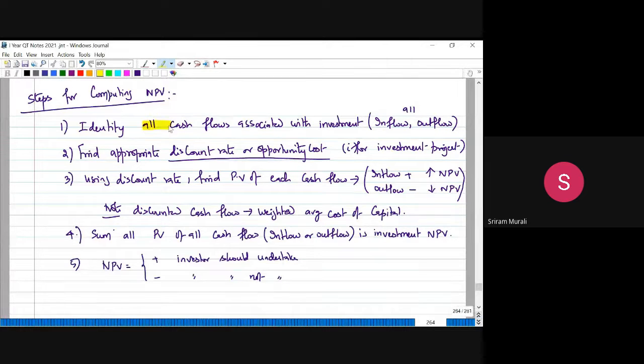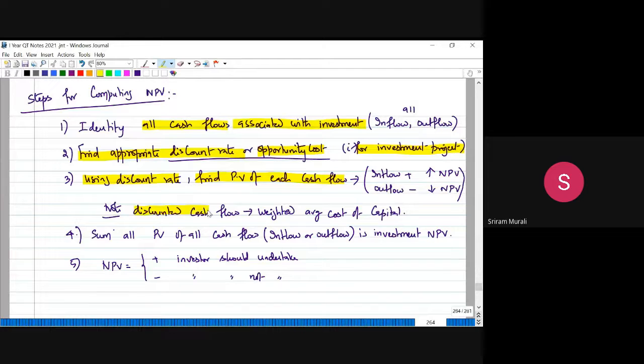So, steps for computing net present value. Identify all cash flows associated with the investment, that is all inflows and outflows. Find the appropriate discount rate, that is the present value rate or an opportunity cost for investing in the project. Using the discounting rate, that is present value annuity, find the present value of each cash flow. If inflow is increasing, net present value increases. If outflow is negative, then net present value will come down.